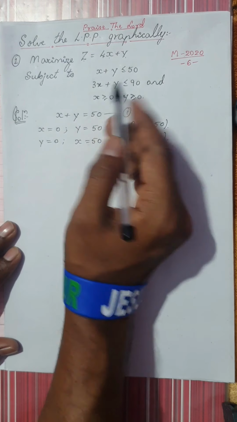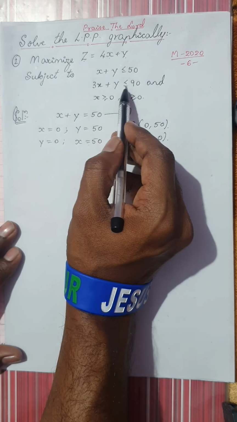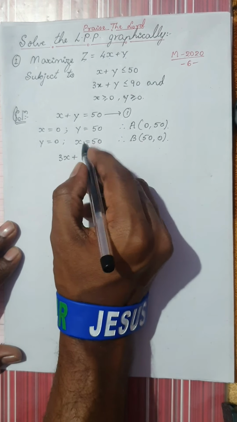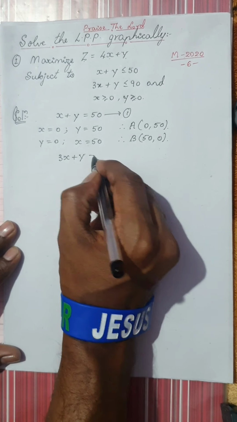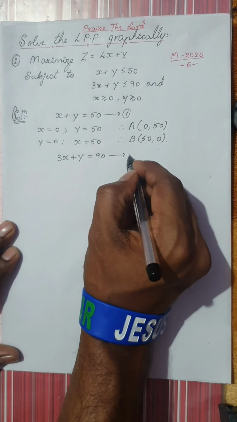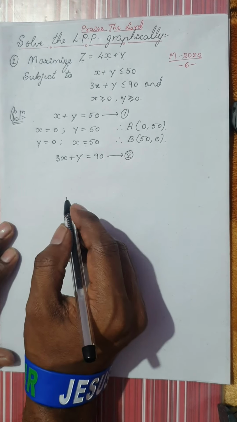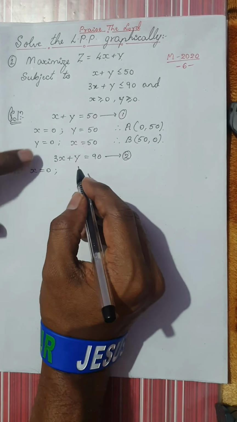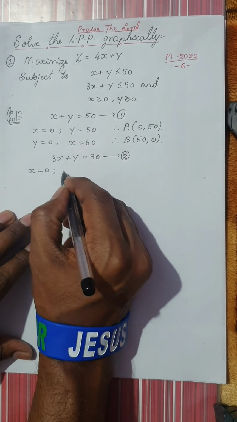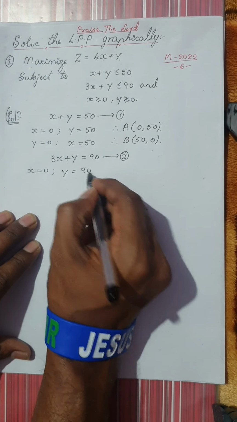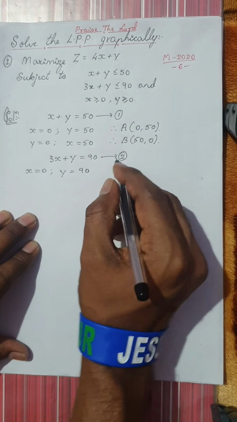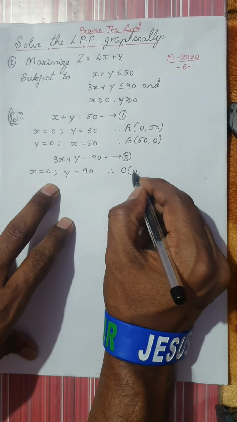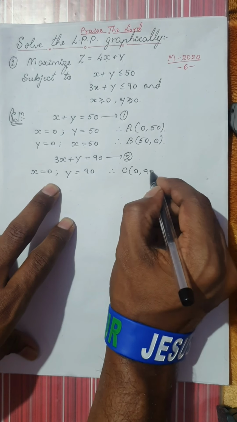Okay, now going on to the next equation, you have 3x plus y less than or equal to 90. Convert the inequality into equality, that is 3x plus y is equal to 90. Take it as equation 2. As we did in the previous case, if you put x is equal to 0, 3 into 0 is 0, you would directly get y is equal to 90, isn't it? Very simple this is. Therefore you get another point, let me call it C. This would be 0 comma 90.